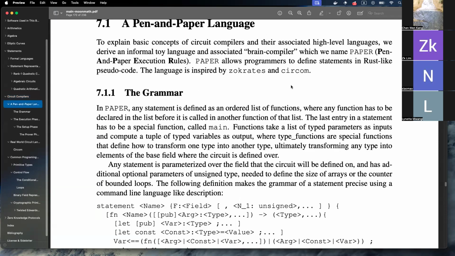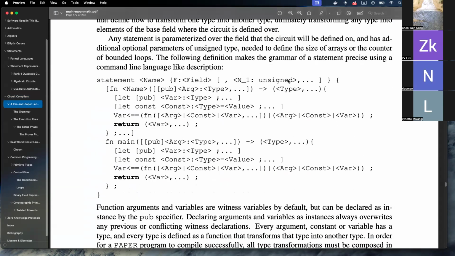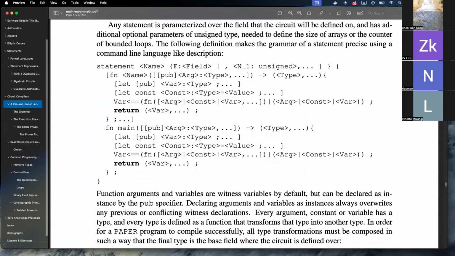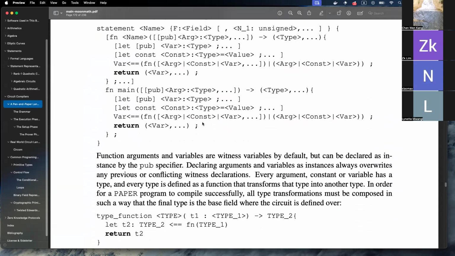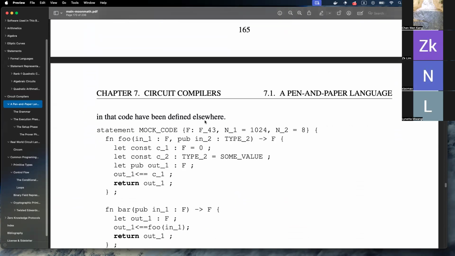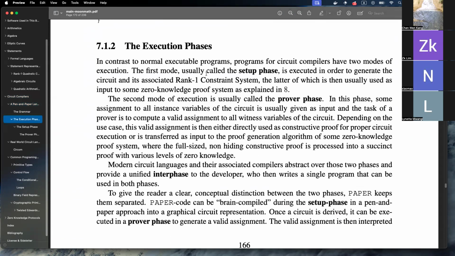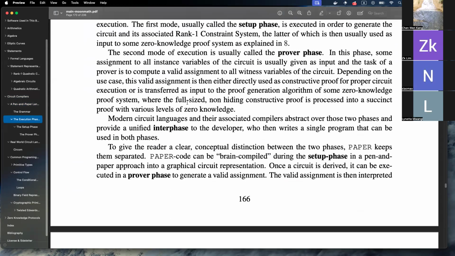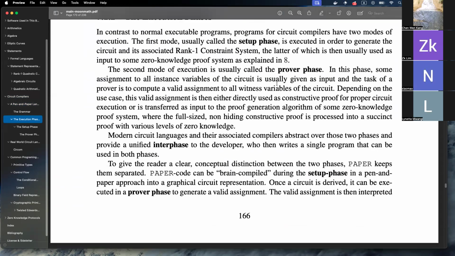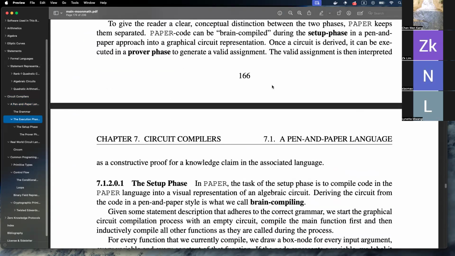So pen and paper language questions. 7.1.1. Grammar. Any questions? We'll come back again later if you have any questions as well. Execution phases, setup, and approval phase. In this case, you are free to ask questions in chat, or you can just raise your hand and ask with a voice as well.